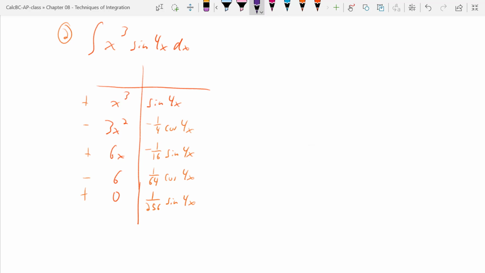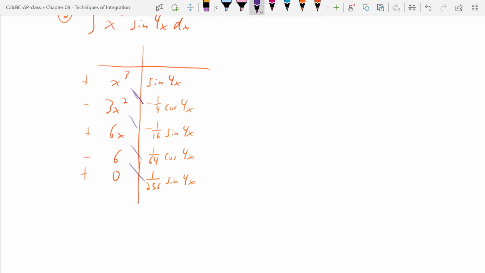And 1, 2, 3, 4 linkages to create. So our integral is going to be negative x cubed cosine 4x over 4 plus 3x squared sine of 4x over 16.